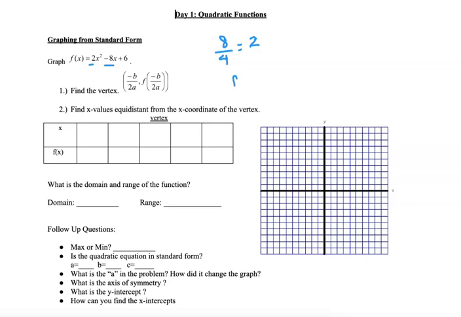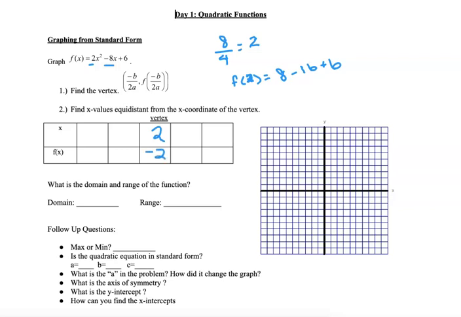Then to find the y value of the vertex, we are going to go ahead and actually plug in 2 into the equation. So I have 2 times 2 squared is 8, minus 8 times 2 is 16, plus 6. So I have 8 minus 16 is negative 8, plus 6 is negative 2. So I'm going to put the vertex right here, the point 2, negative 2.